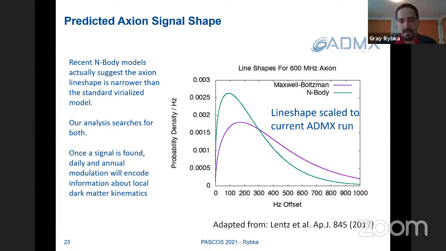However, I'd point out that N-body work, more detailed simulations, often suggests that the axion line shape is a bit narrower. A bit narrower line shape concentrates the power in a smaller number of frequency bins, and so you're actually more sensitive. So I feel like we're being fairly conservative when we set limits on the Maxwell-Boltzmann, and we also sometimes show limits on the N-body simulation to show what we think is more in line with modern astrophysical thinking.